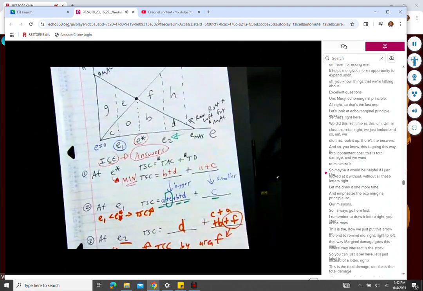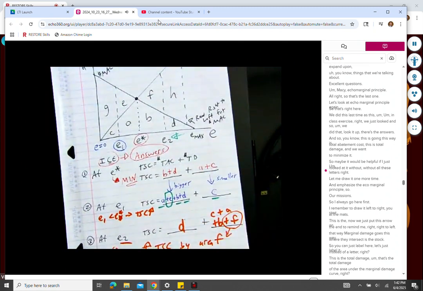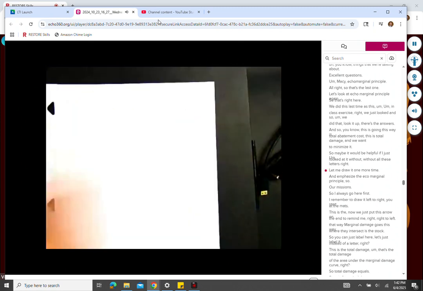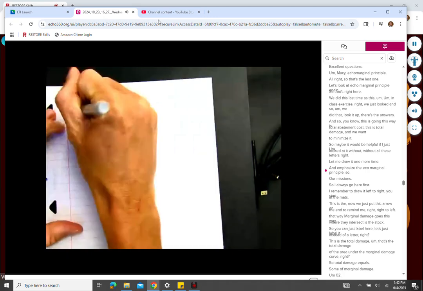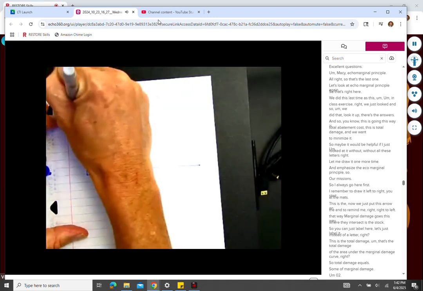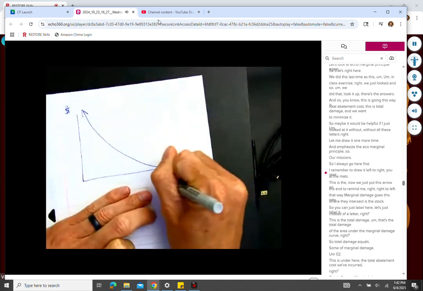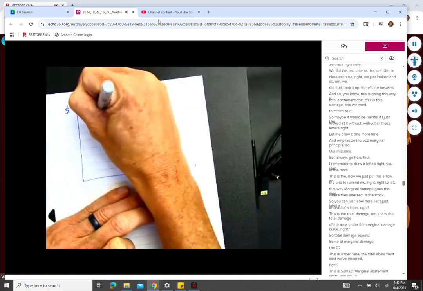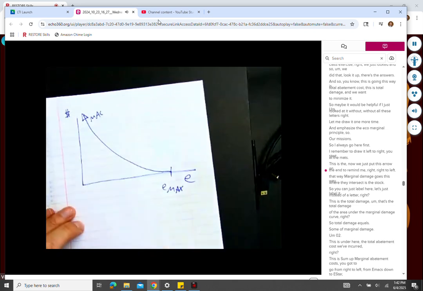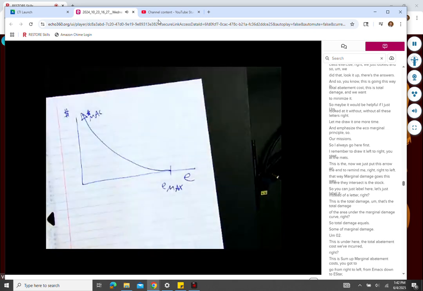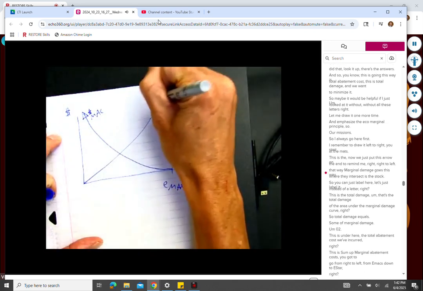So maybe it would be helpful if I just look at it without all these letters. Okay. Let me draw it one more time and emphasize the eco-marginal principle. So dollars, emissions. I always go here first. Remember to draw it left to right. You start at Emax. I always just put this arrow on the end to remind me right to left. Go that way. Marginal damage goes this way.